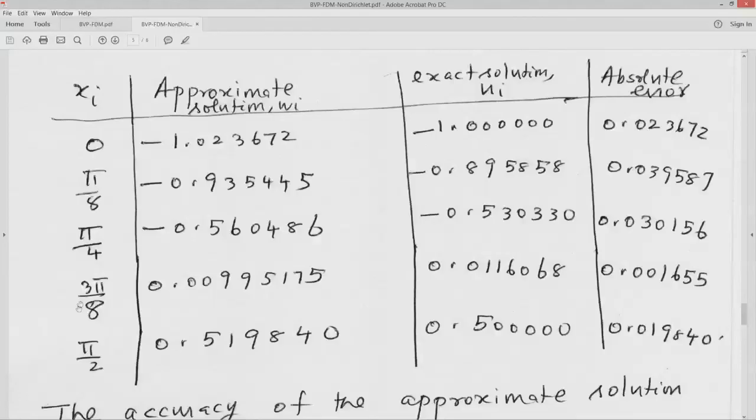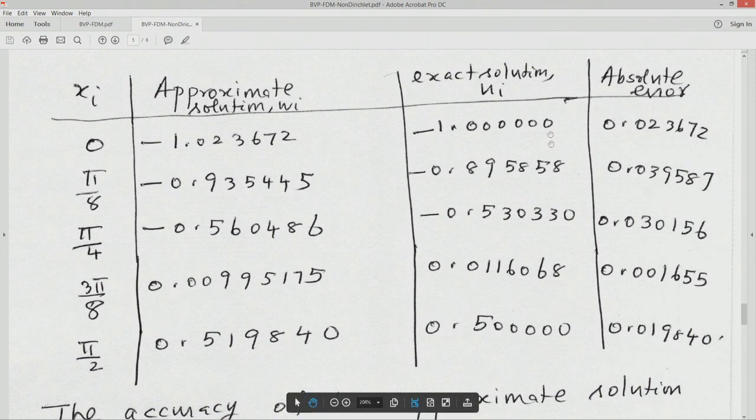So, let us find what the exact solution is. We observe that the exact solution is given by y of x is equal to minus cos x plus 3 by 8 sin x minus 1 by 8 into sin 3x. So, we write down in this table the x_i values, the corresponding approximate solutions that we have obtained using finite difference method, the exact solution, and then compute what the absolute error is at each of these x_i.